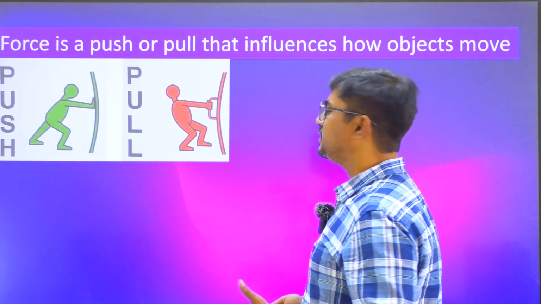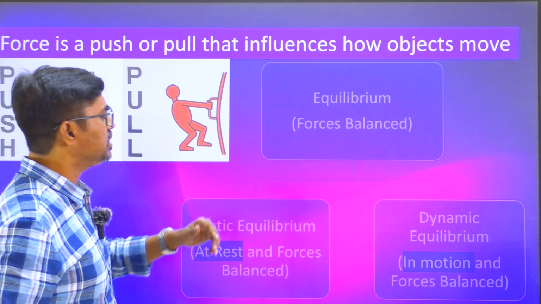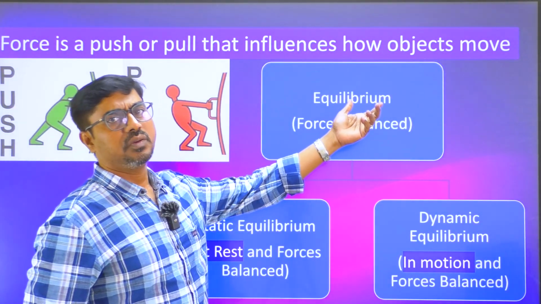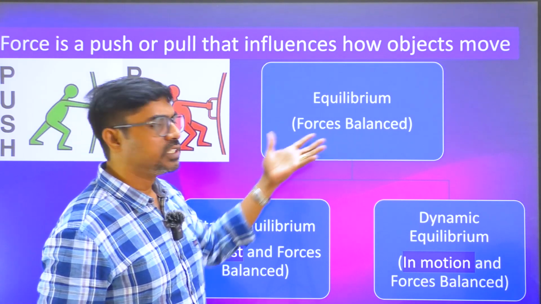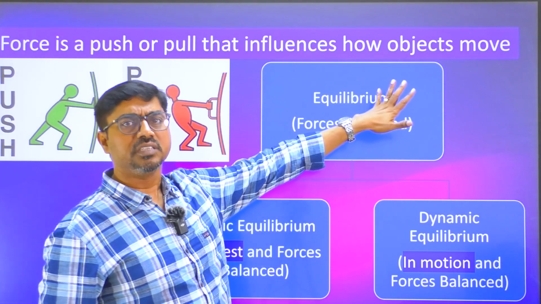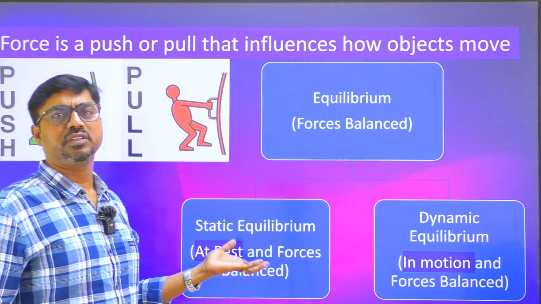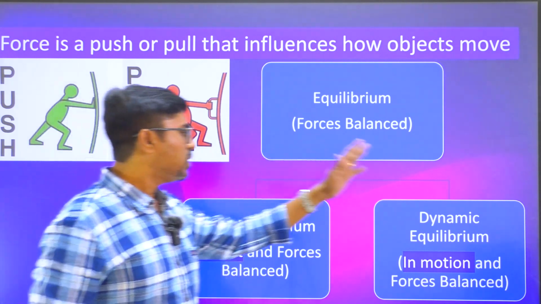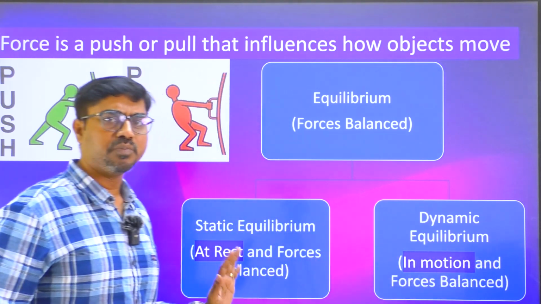This comes probably in 7th grade and 8th grade. To understand it a little more in depth, let's understand the concept of equilibrium. When a body is experiencing two or more forces, and if these forces balance each other, we say that the body is in equilibrium. And equilibrium is of two types. One is the static equilibrium, where the body is at rest. The other one is the dynamic equilibrium, where the body is in motion and yet the forces are balanced.